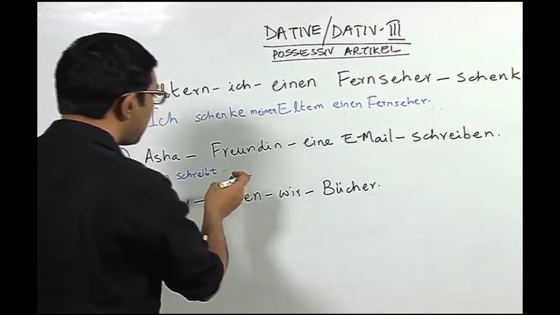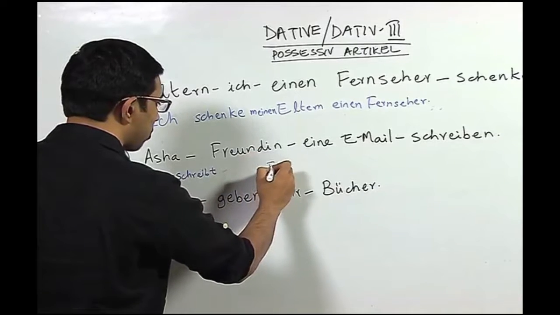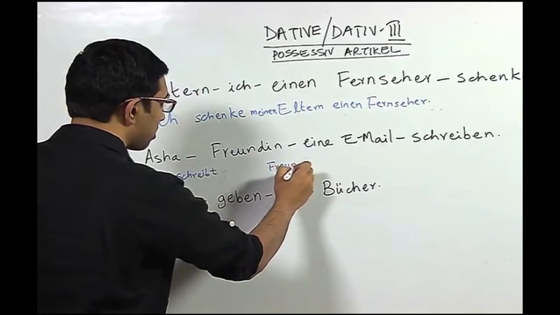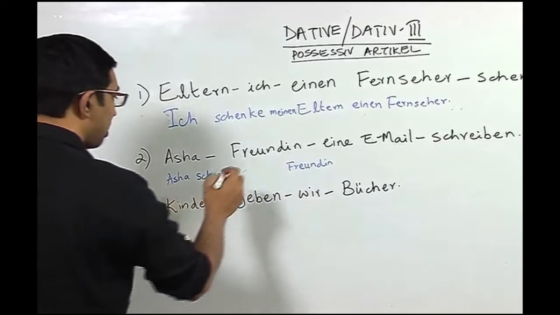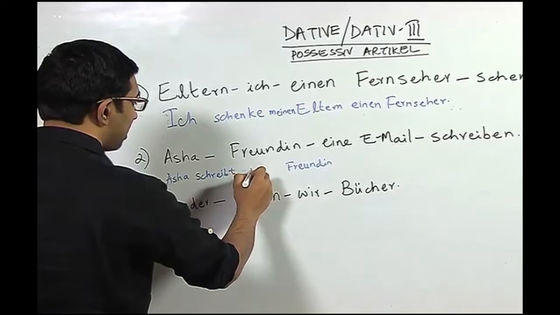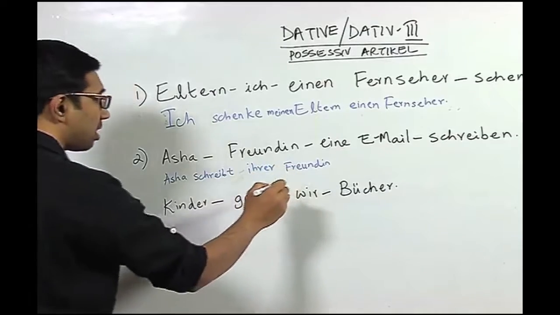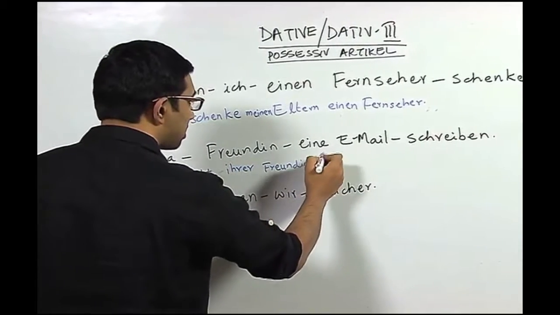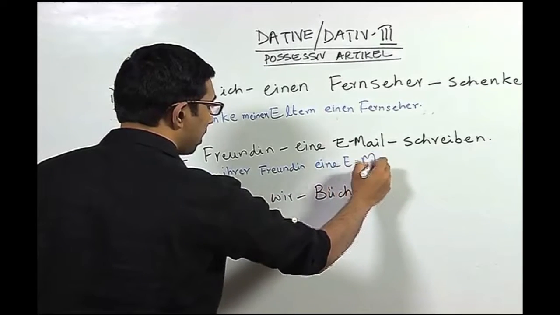Now, we need the dative element here. We have the dative noun here, which is Freundin, which is a female Freund. So, we need the personal pronoun sie, and from the personal pronoun sie, we deduce the possessive article ihr, and in dative, ihr becomes ihrer Freundin. Now, we need the accusative here, which is eine E-Mail.